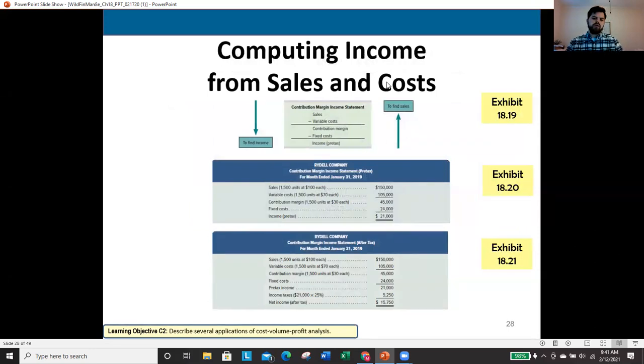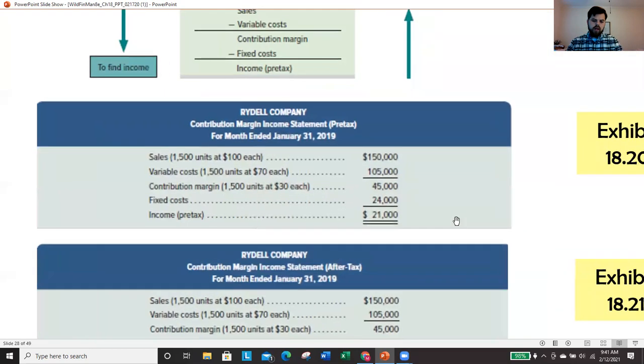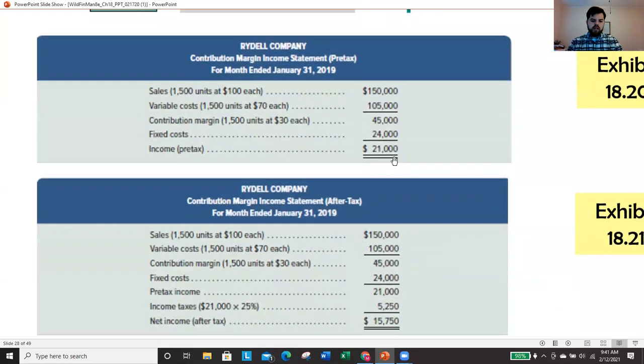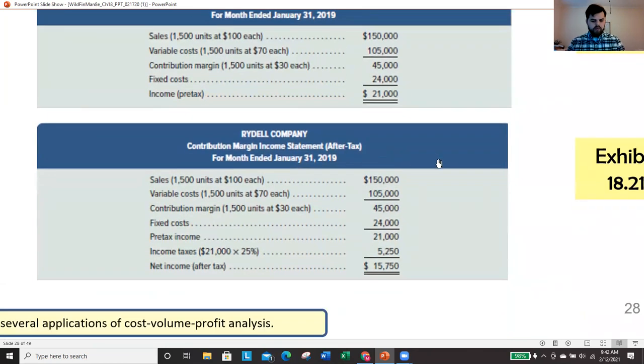Now, in this case, we can compute income from sales and costs. So coming in, we've got our contribution margin income statement. We see here we have sales of 1,500 units at $100 apiece. That is $150,000. Variable costs coming in at 105 gives us a contribution margin of 45,000. Backing out our fixed cost of 24 gives us pre-tax income of 21.